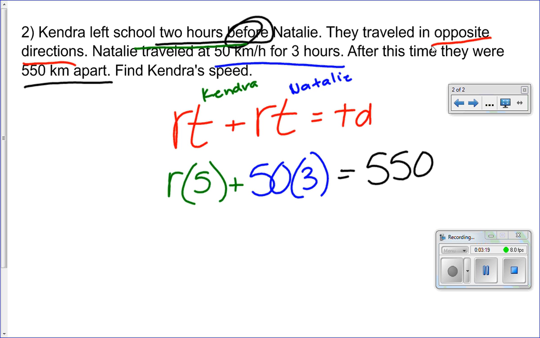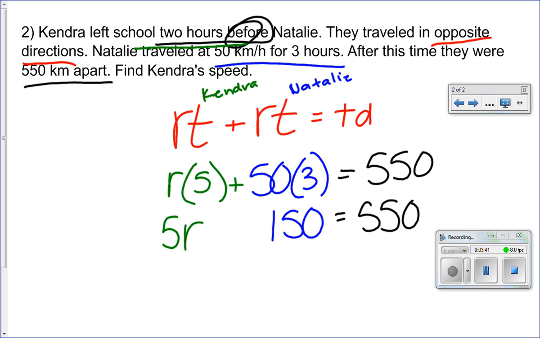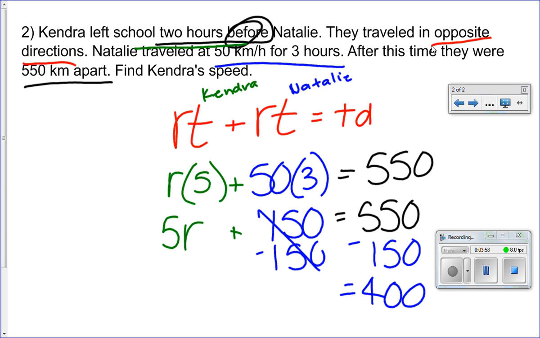Substitute. Then solve. Multiply 50 and 3 to get 150. And since you need r by itself, subtract 150 from both sides. Then you get 400. Then divide both sides by 5 to get 80 kilometers an hour, which was Kendra's speed.